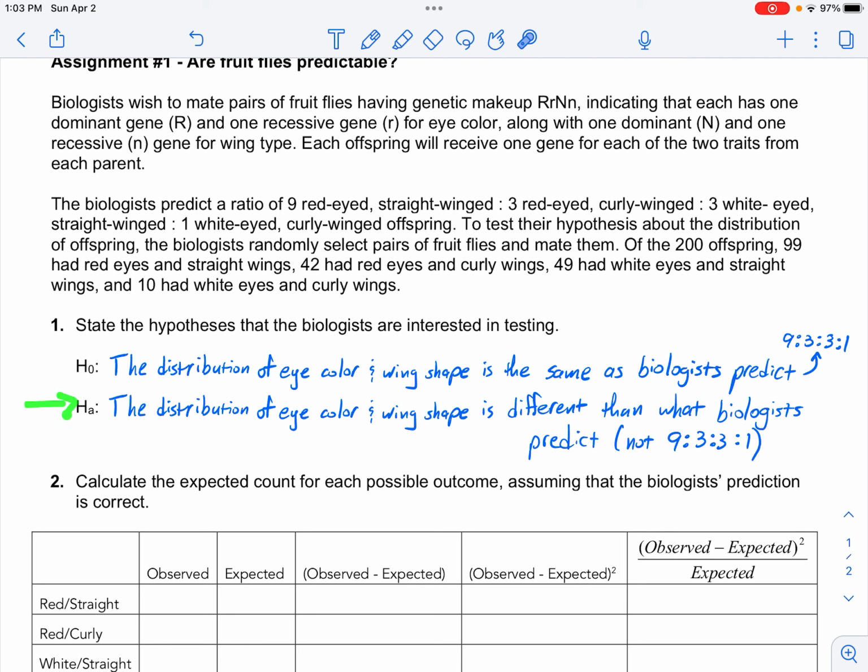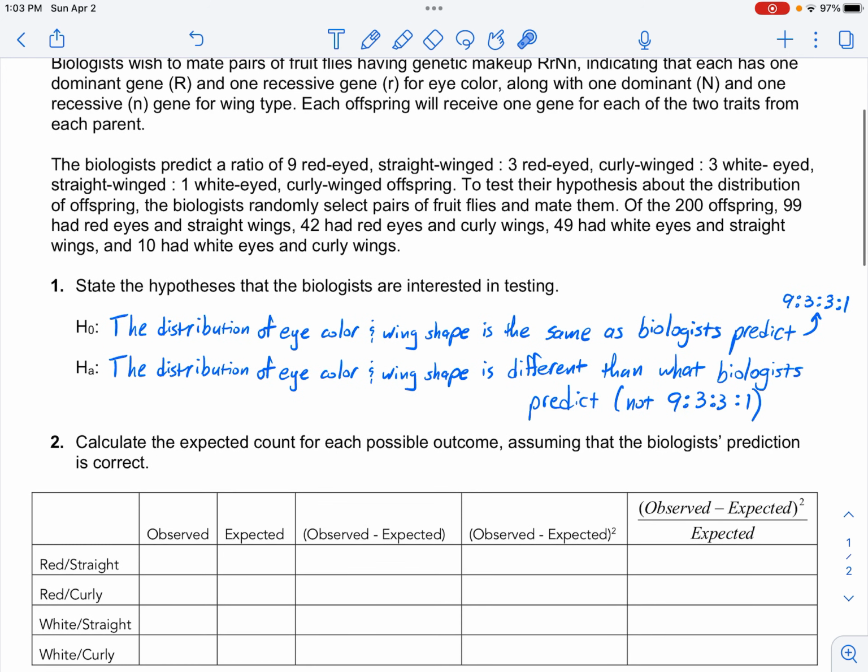And the alternative is very easy. You can do some copying and pasting, because this first part is identical. Really, the only difference is we're not saying it's the same. We're saying it's different. It's different than what the biologists predict. We're not claiming what it's going to be. It's just that it's not going to be 9 to 3 to 3 to 1. So it's just going to be different.